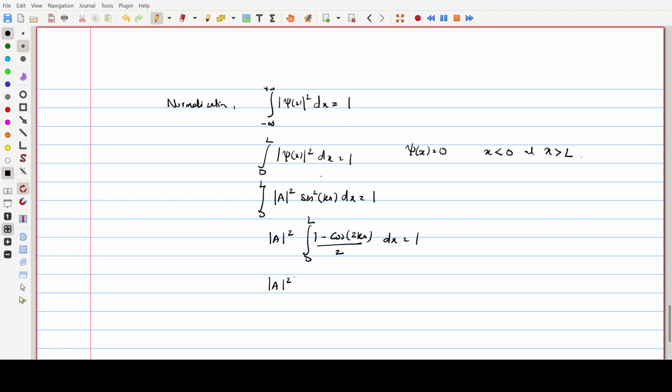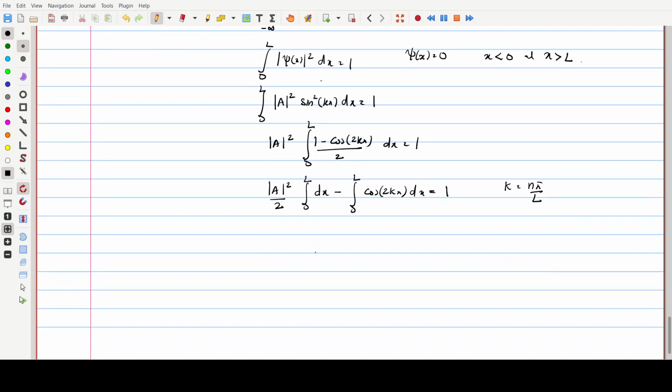So mod A squared. If you integrate this, we have to split it into 2. So 2 can be taken outside, so there will be 2 integrations. One is integral 0 to L dx minus integral 0 to L cos 2kx dx equal to 1. Now what are the possible values of k? Remember k is n pi by L. Then we can substitute later.